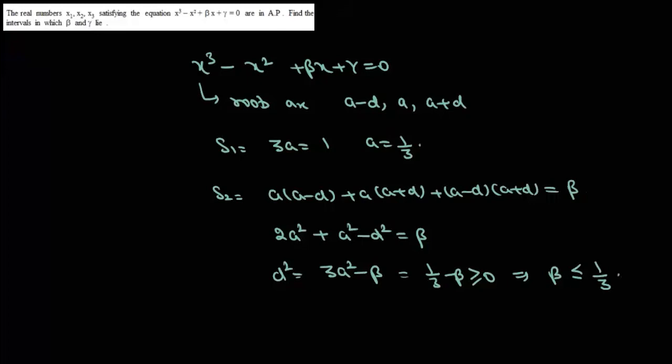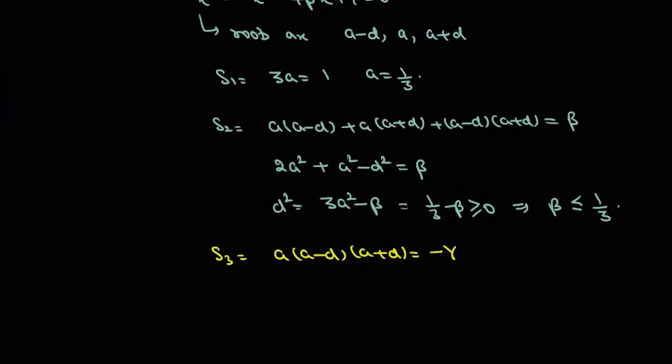Now for gamma, we write S3. Now S3 is the product of roots. So this is a minus d into a plus d, and it will be equal to minus gamma. Now this is a into a square minus d square, and this is minus gamma. Now a is 1 by 3. So it will be this 1 by 3 into 1 by 9 minus d square, and this is minus gamma.